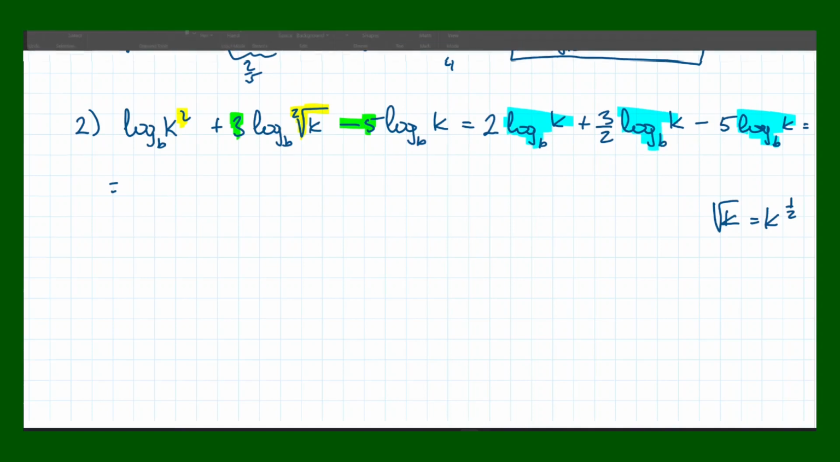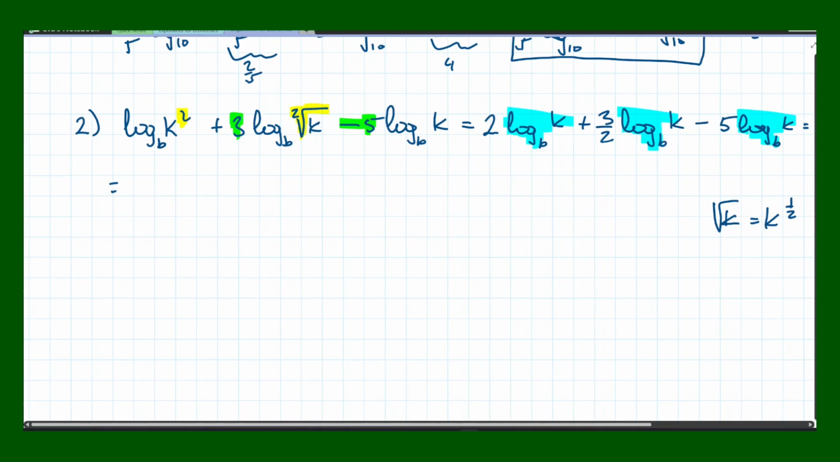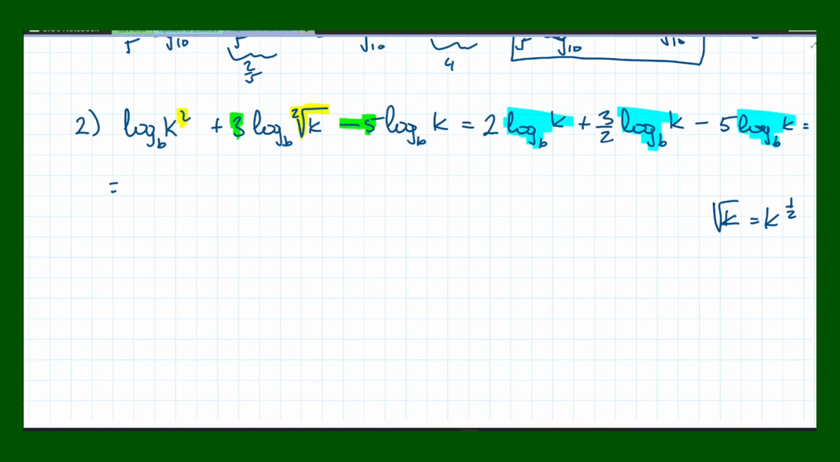So for a moment, if I just think about log bk as a quantity, whatever, like apple, then what I've got here now, I've got 2 apples, but 3 half apples, and taking away 5 apples. So 2 and 3 over halves makes 3.5 together, which is 7 over 2 log bk. But I have to take away 5 of those log bk's from it. So altogether, I'm going to end up with negative 3 over 2 log bk.